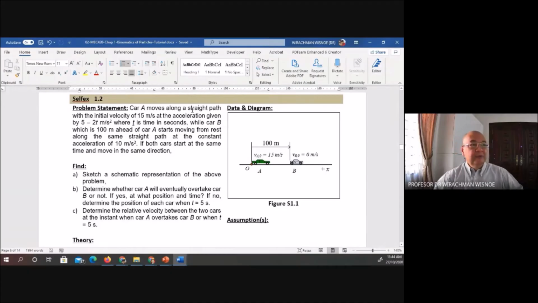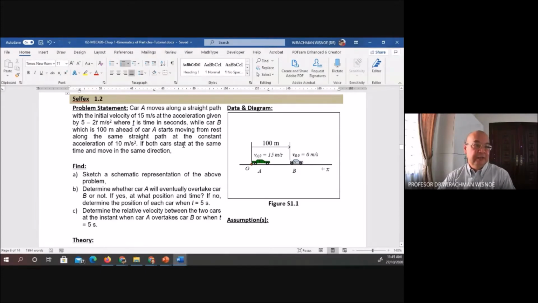Car A moves along a straight path with the initial velocity of 15 meters per second at the acceleration given by 5 minus 2t meters per second squared, where t is in seconds. While car B, which is 100 meters ahead of car A, starts moving from rest along the same straight path at the constant acceleration of 10 meters per second squared.